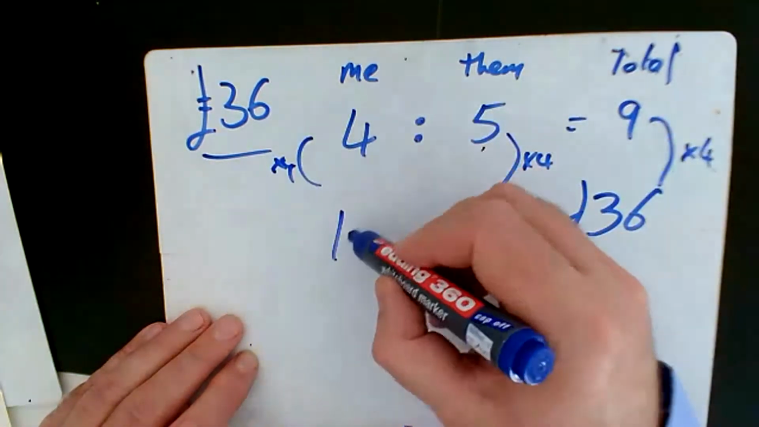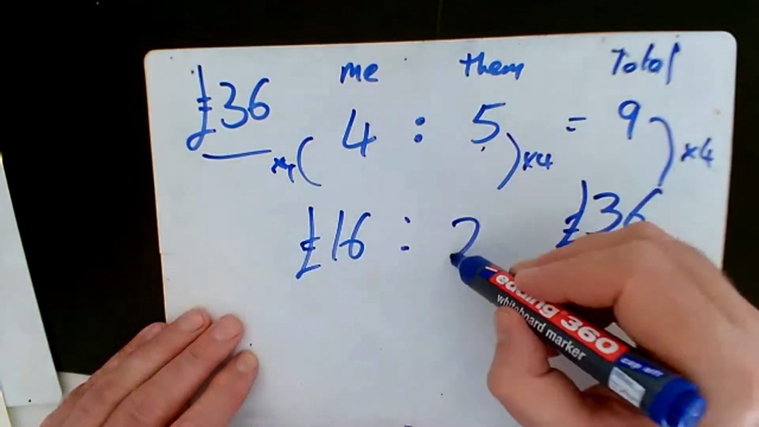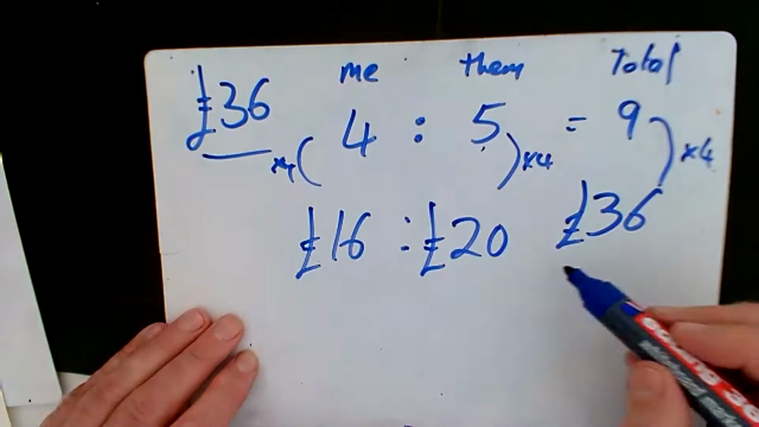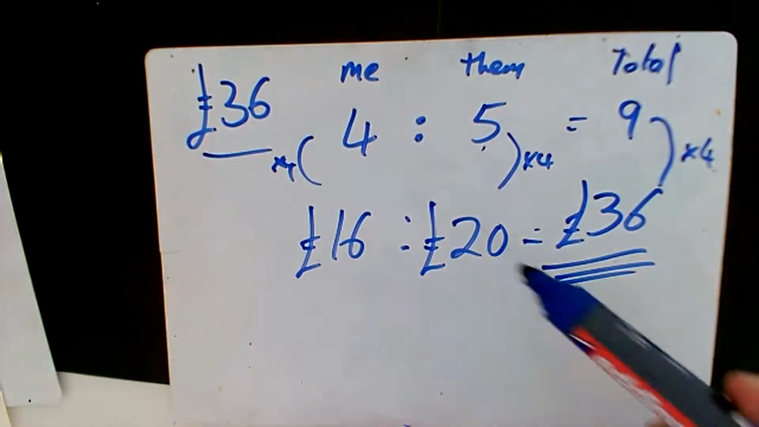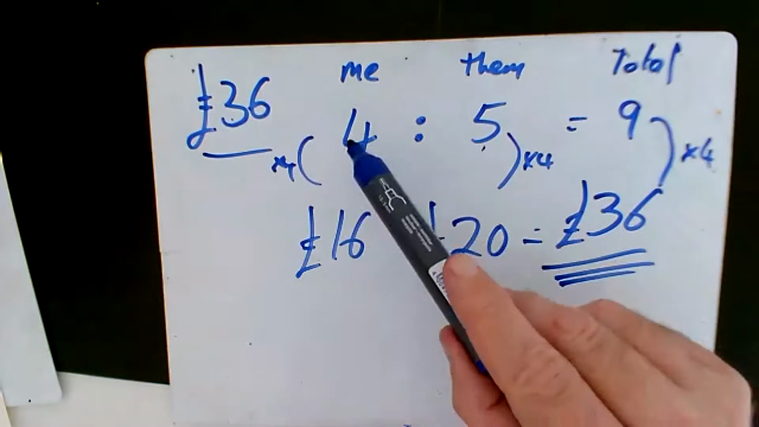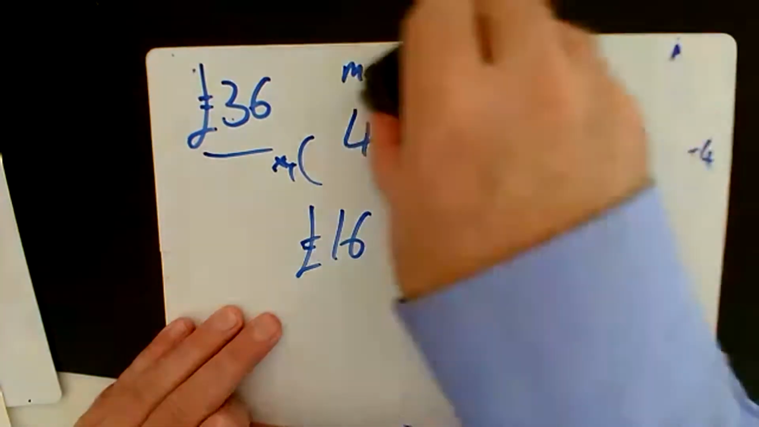So 4 times 4, 16. I'm going to pay £16. 5 times 4, they're going to pay £20. And in total the bill was £36. So I'm sharing £36 into a ratio of 4 to 5. Okay, one more, then it's over to you.